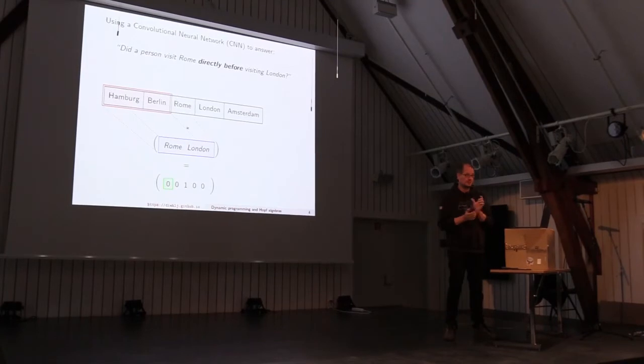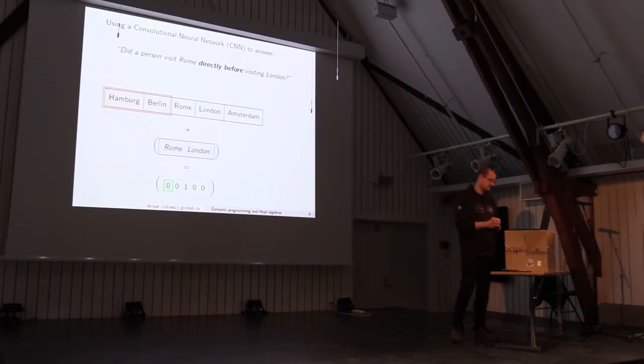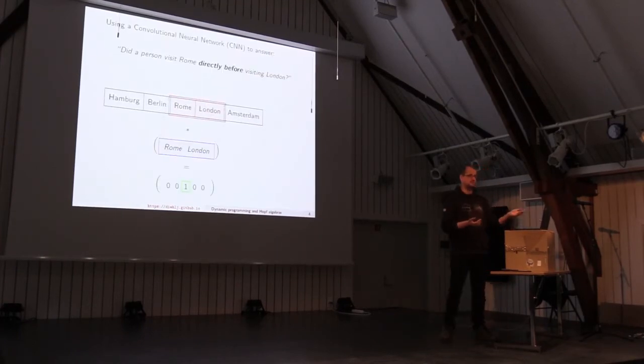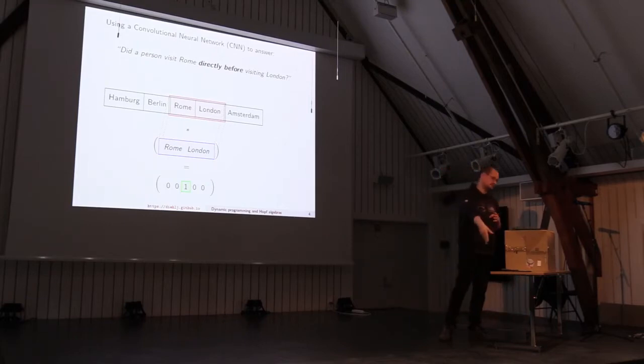Anyway, a convolutional neural network is very easy to explain in the picture here. I have my data, this is my travel itinerary: Hamburg, Berlin, Rome, and so on. Then I scan over it with a kernel of size 2. The kernel is now Rome, London. I move over it with my little kernel, and I see whether I get a hit. So I get a 0 down here, and here I get a 1. Afterwards I don't care anymore, because now I just have to take the maximum of the numbers in the last row. And I know, yes, this person was in Rome, and then the next day she was in London.